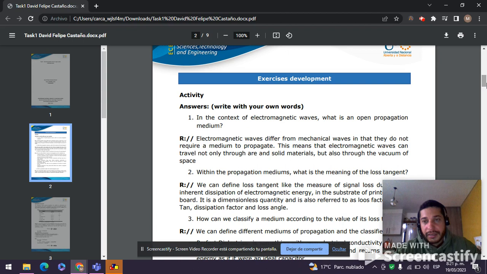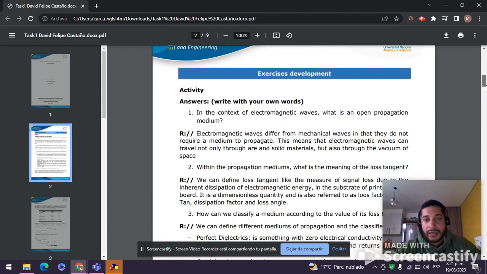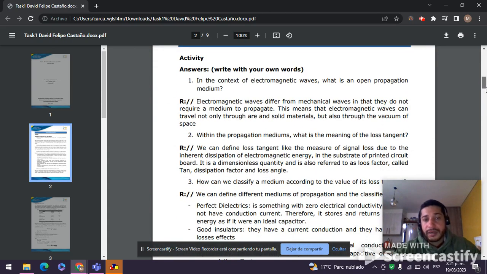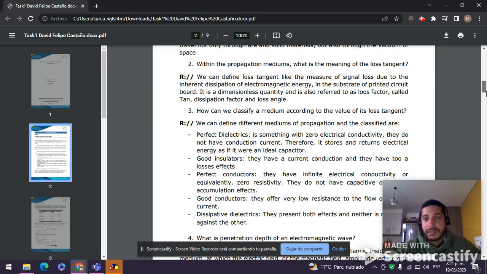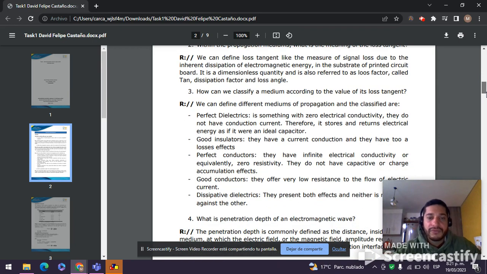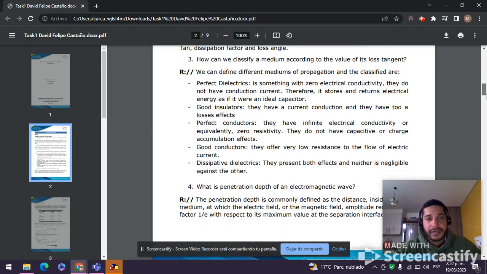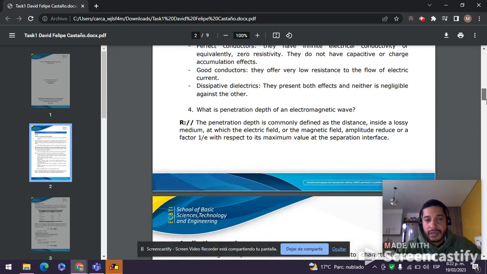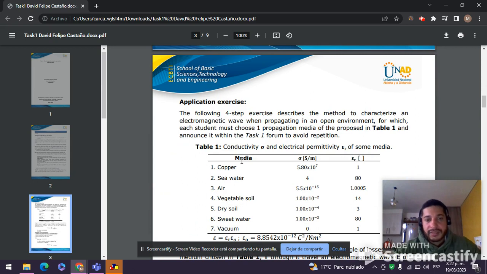The first part of this activity is to answer some theoretical questions, and we talk more about the medium's propagation of the waves, electromagnetic waves, and how we can find these factors for these mediums. Okay, we'll start with the exercise.